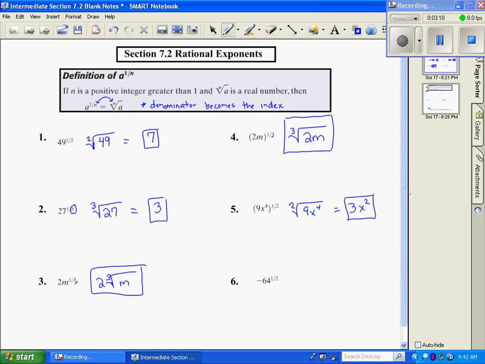Number 6, this negative is sitting out front because there are no parentheses, so I need to put 64 under the radical and take the square root of that. My negative stays in front, so the square root of 64 is 8, and my negative is just sitting out front, so I'll bring it down, and that's my solution.